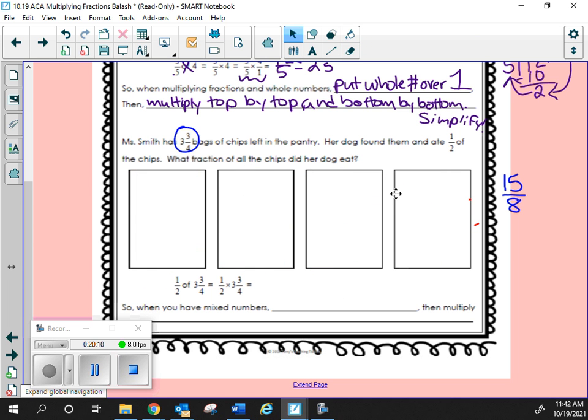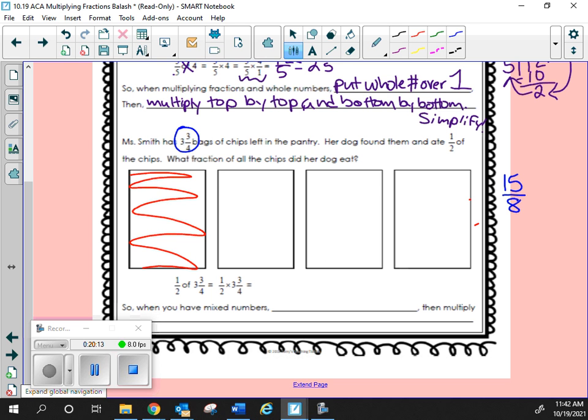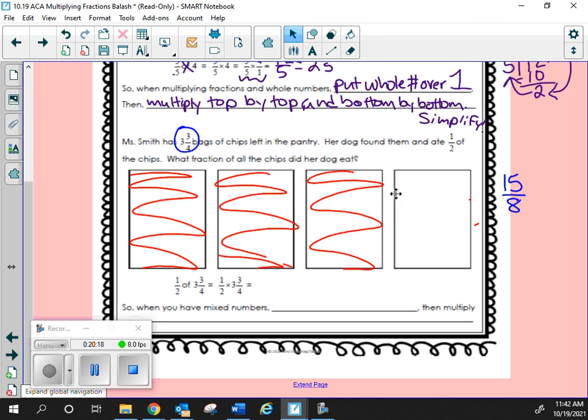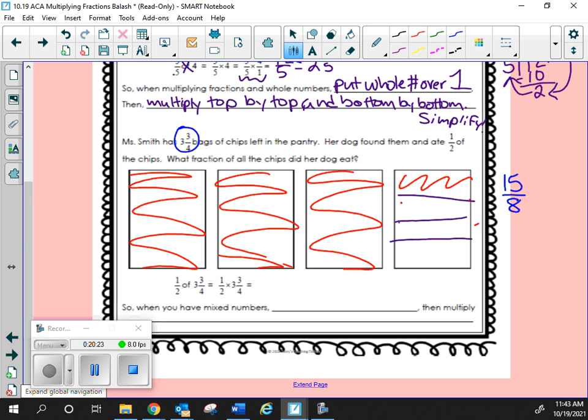Okay, so again, I'm starting with 3 whole bags, and then I'm gonna split this one into fourths. And then I'm gonna eat 1, 2, 3. That's 3 3/4. But this one's split up. I'm gonna split these up. It's still 3 3/4 though. When I split these, that's still 3 whole bags and 3/4 of another one. But they all look the same now because they're all the same size pieces.